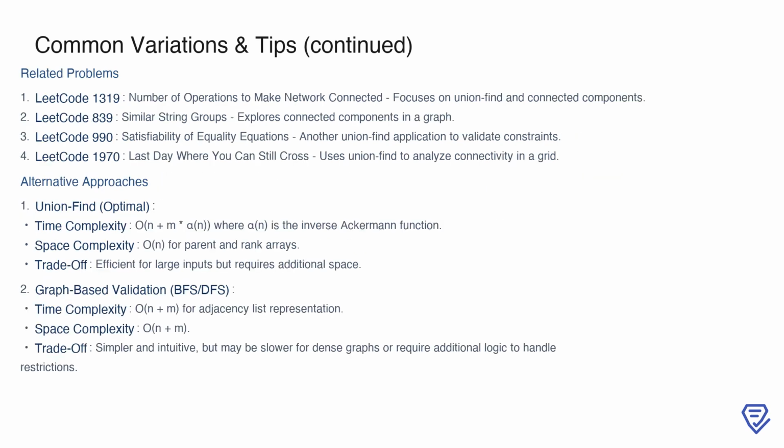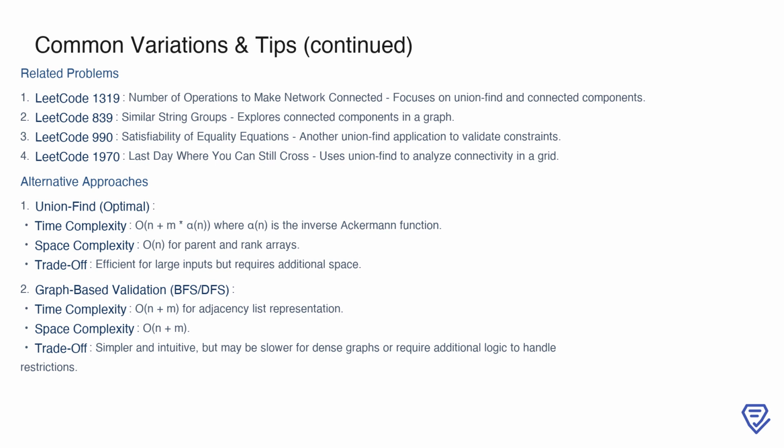This problem also shares similarities with several related problems that can help strengthen your understanding. For example, LeetCode 1319, which focuses on the number of operations needed to make a network connected, is heavily based on Union Find and analyzing connected components.